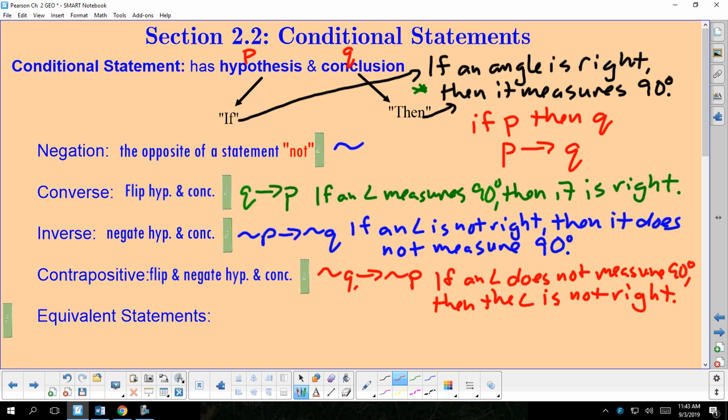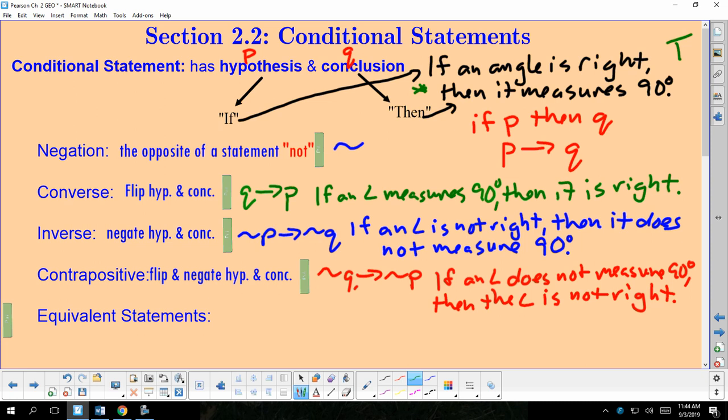So what we want to do when we're going through these is determine the truth value for each of them. Our truth value will help us determine whether or not we can use this as a definition. So is this original one a true statement? Let's go ahead and look at this. If an angle is right, then it measures 90 degrees. That's true.